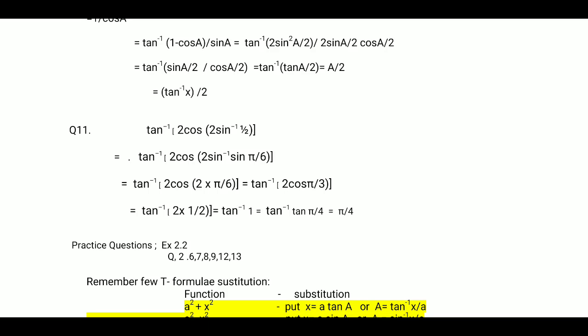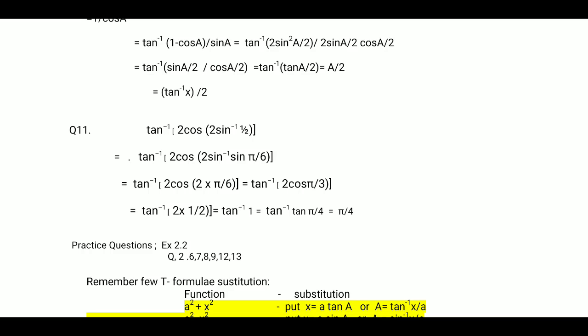Now there is another problem, question number 11. Tan inverse bracket 2 cos bracket 2 sin inverse 1 by 2. In such type of questions, we go through the inner side of the bracket, that is 2 sin inverse 1 by 2. Sin inverse 1 by 2 is there. 1 by 2 is the value of sin pi by 6.